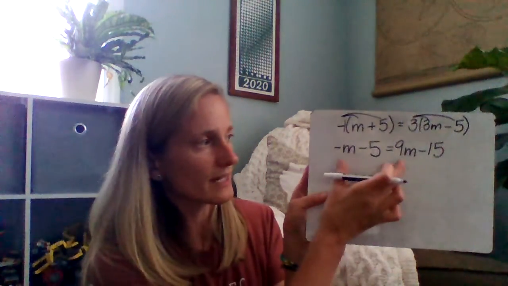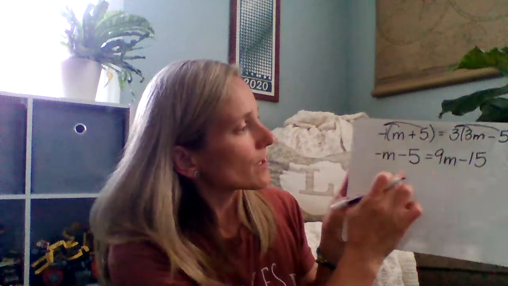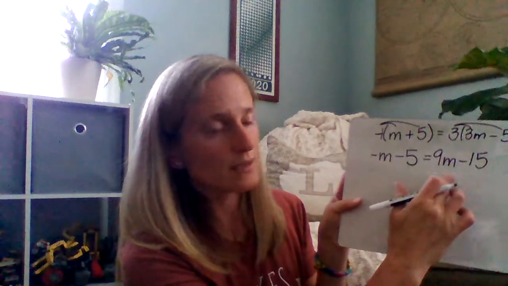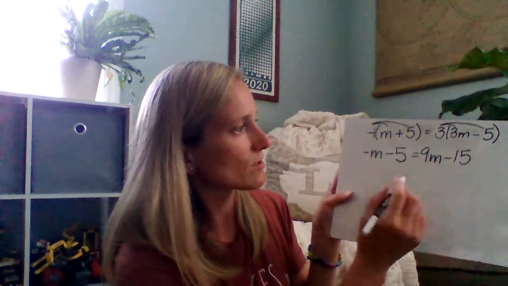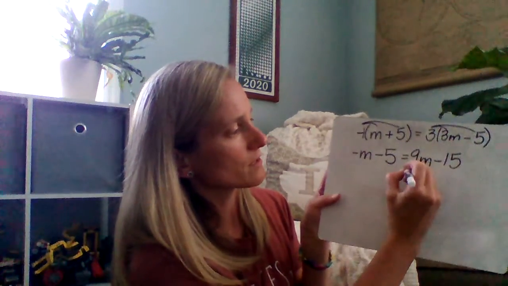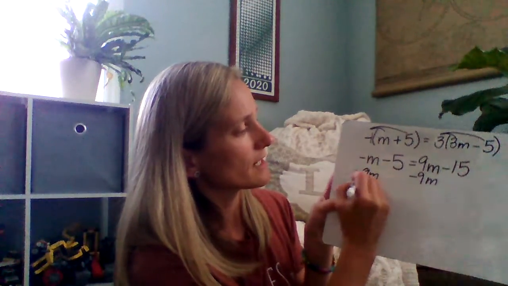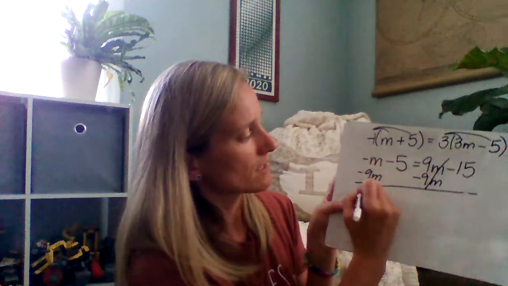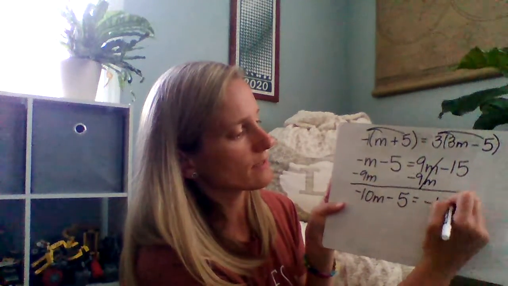All right, now notice I've got an m on both sides of the equation. I don't want to leave it like that. So I can move the negative m to this side, or I can move the 9m over here. Doesn't matter. I'll switch it up just to show you. So the last time we moved our m's to this side, I'm going to move this way. So I'm going to subtract 9m, because positive 9 minus 9 is 0. They cancel out. So I have negative 10m minus 5 equals negative 15.